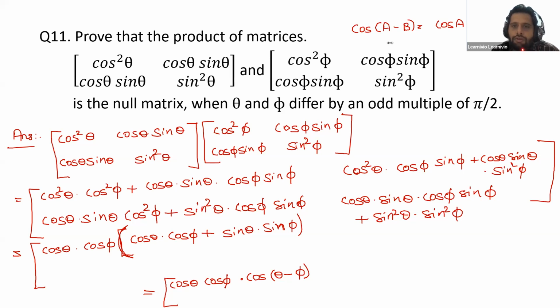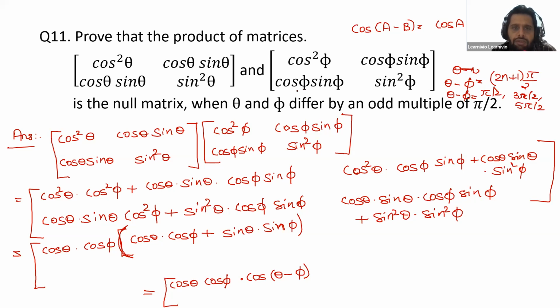Okay, very good. Now, what they are saying in the question is that this is the null matrix when theta and phi differ by an odd multiple of pi by 2. So that means theta minus phi is an odd multiple of pi by 2. That means theta minus phi can have the value pi by 2, 3 pi by 2, 5 pi by 2, and so on.